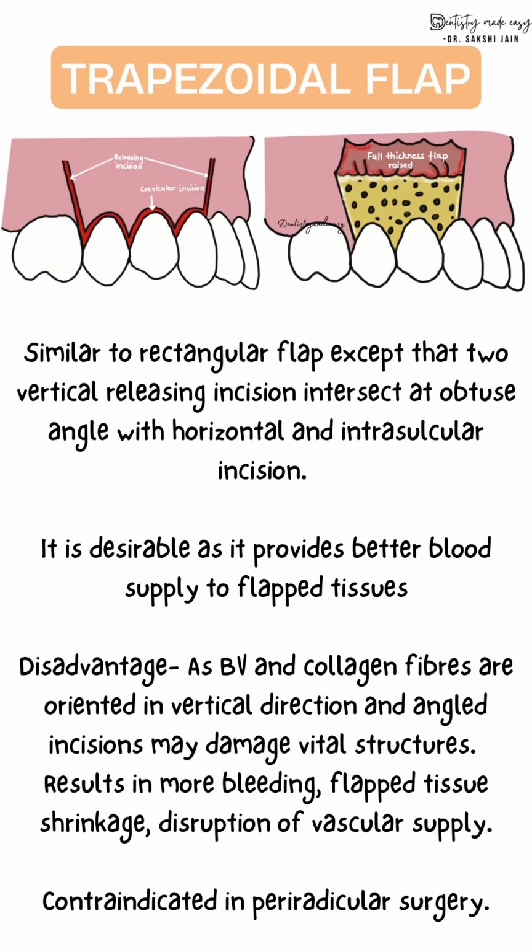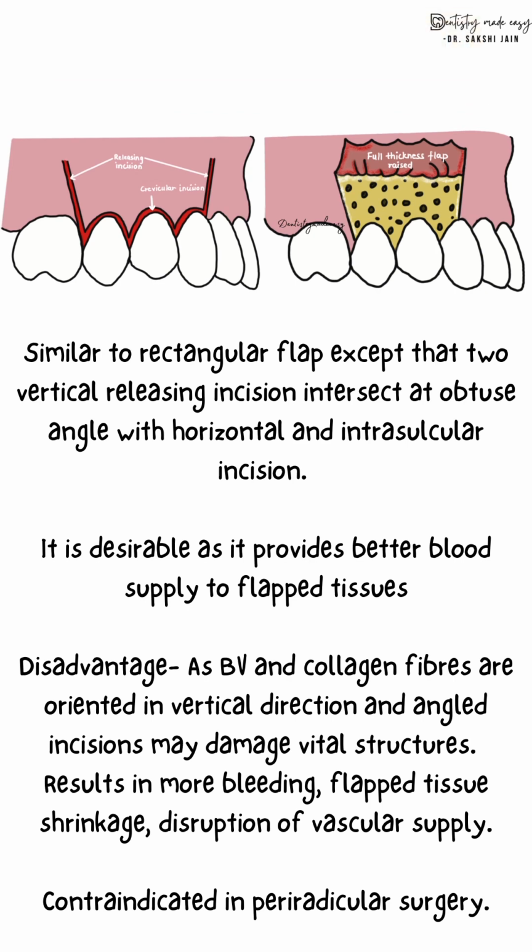But here the disadvantage is the blood vessels and the fibers are usually oriented in the vertical direction, and this trapezoidal flap is oriented with that angulation. So it can damage vital structures, which will result in more bleeding and disruption of the vascular supply, and because of that it is usually not indicated in the periradicular surgeries.